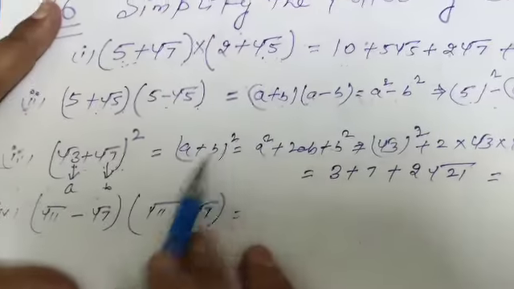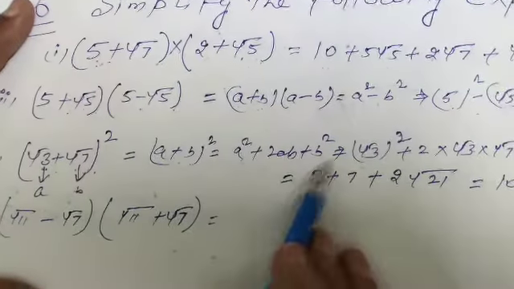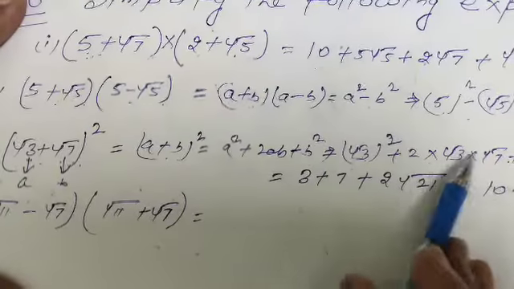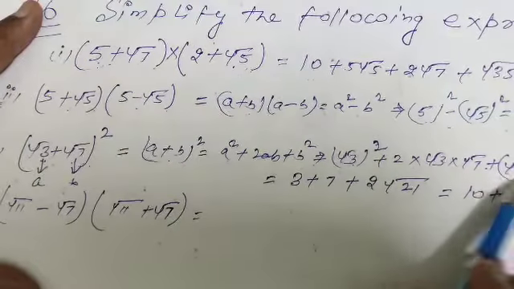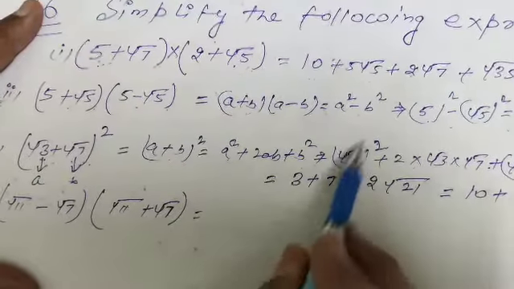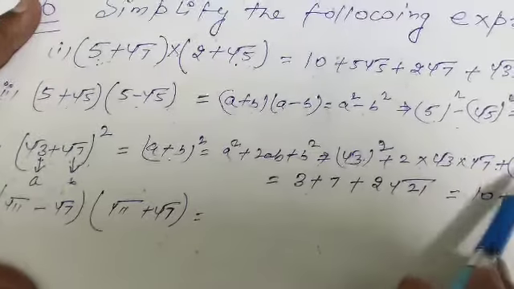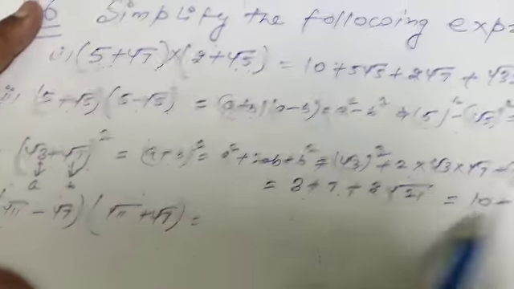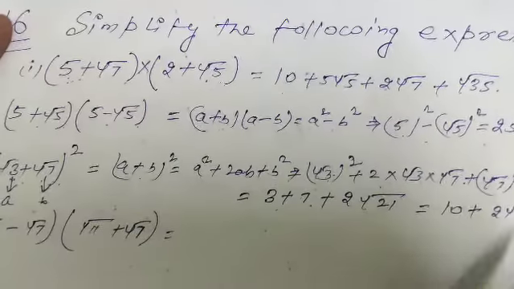See it again. a plus b whole square equals a square plus 2ab plus b square. a is root 3 whole square plus 2ab, 2 into root 3 into root 7, plus root 7 whole square. What is that? Root 3 square is 3 and root 7 square is 7, plus 2 root 21. That is 10 plus 2 root 21.